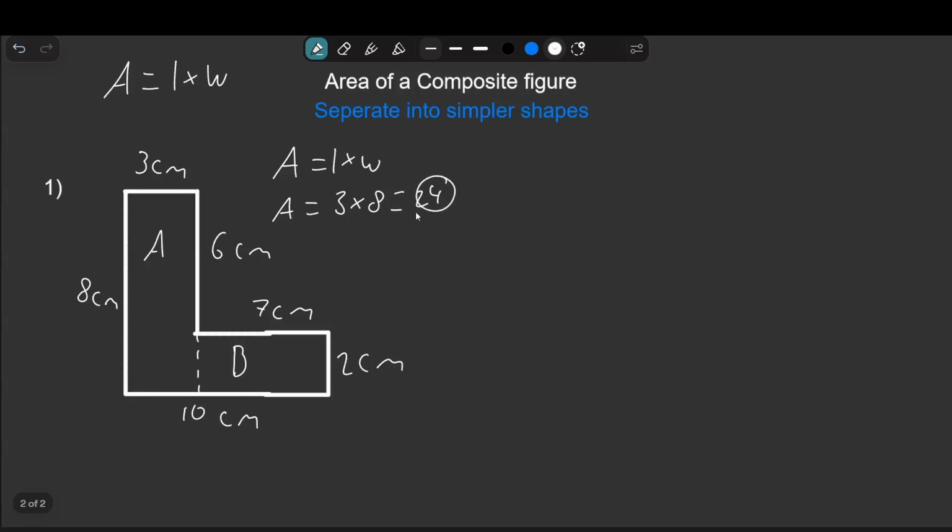This is going to be our area A, 24. So now we have A. Now we're going to do B. The length is 2 and the width is 7. So B equals length times width, so B equals 7 times 2, which equals 14. Now we have both of the areas, but we separated the figure to make it simpler.